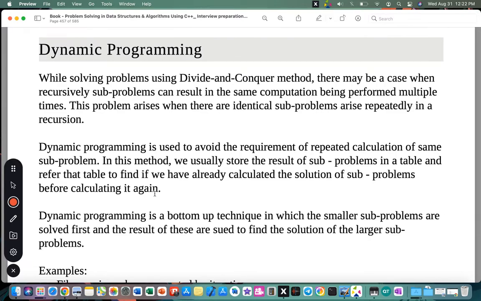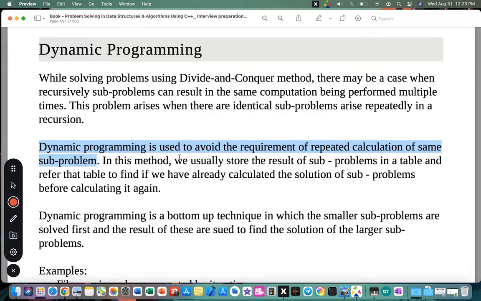Dynamic programming. The next algorithm design technique is dynamic programming. While solving problems using divide and conquer method, there may be a case when recursively sub-problems can result in the same computation being performed multiple times. This problem arises when identical sub-problems arise repeatedly in a recursion. Dynamic programming is used to avoid the requirement of repeated calculations of the same sub-problem. So if we have some part that's repeating, we use dynamic programming.